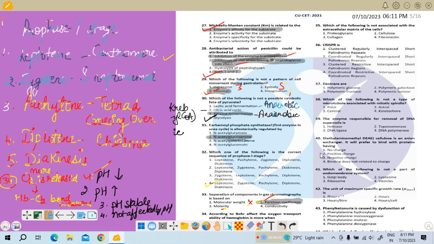Okay, next 35th, which of the following is not associated with the extracellular matrix of the cells? Extracellular matrix, that is ECM. So proteoglycans, collagen, cellulose, fibronectin. Collagen, integrin, it is there. Fibronectin, proteoglycan is there. Cellulose, that is associated with the plant cell wall.